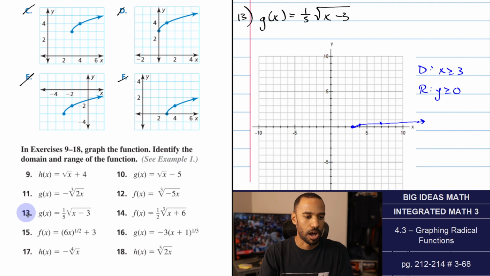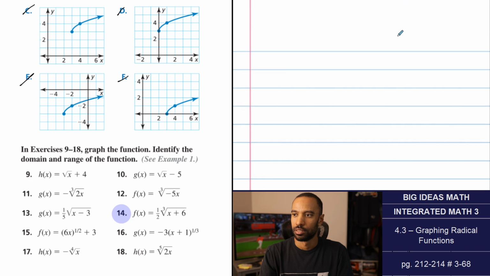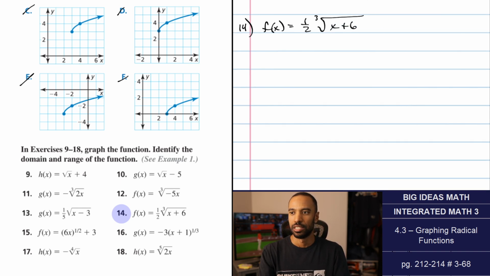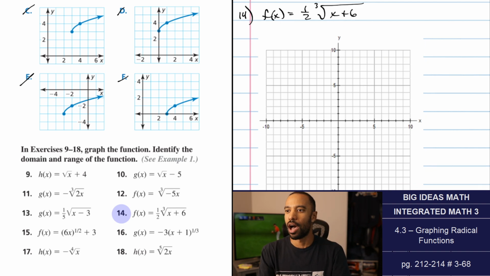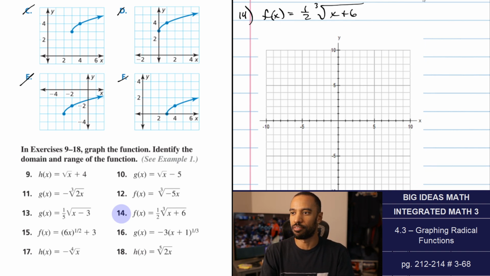Number 14, also a vertical compression. Here we go. So number 14 is f of x equals 1/2 times the cube, oh, this is a cube root though, of x plus 6. Man, I'm really thinking of getting the long graphs here. Really pushing, really testing me. Should really get in the long graphs. 1/2 times the cube root of x plus 6.